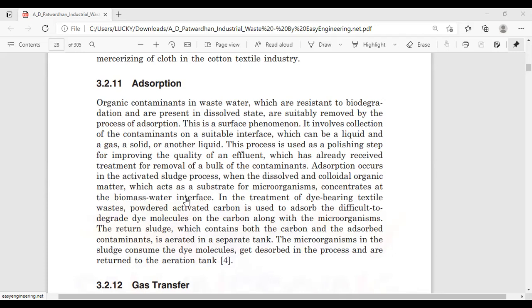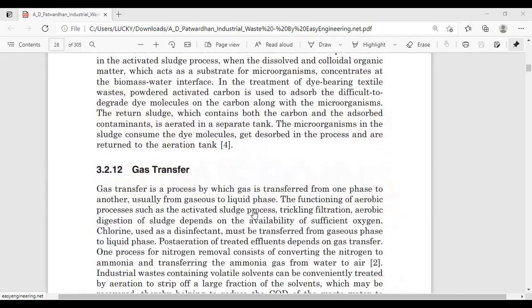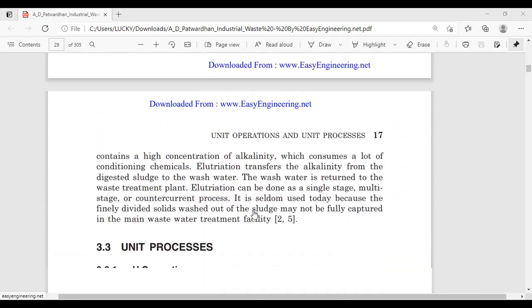The return sludge, which contains both the carbon and the adsorbed contaminants, is aerated in a separate tank. The microorganisms in the sludge consume the dye molecules, get dissolved in the process, and are returned to the aeration tank. That is adsorption.